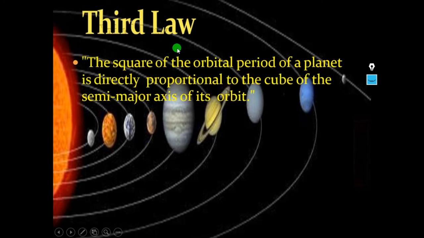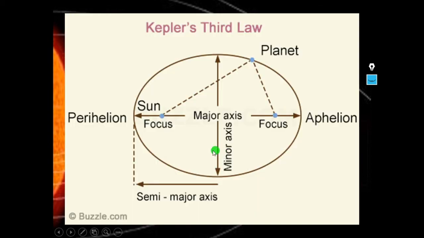So the third law we will see. The square of the orbital period of a planet is directly proportional to the cube of the semi-major axis of its orbit. The square of the orbital period is T squared, and the semi-major axis is a, so its cube is a cubed. So T squared is directly proportional to a cubed. If you observe here, this is the perihelion point, this is the aphelion point. Here the sun is at one of its foci.